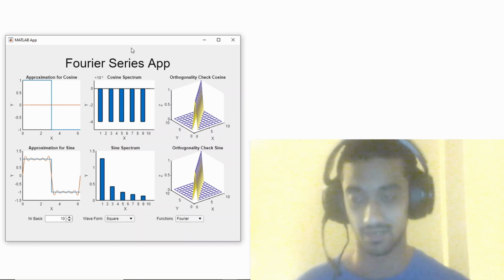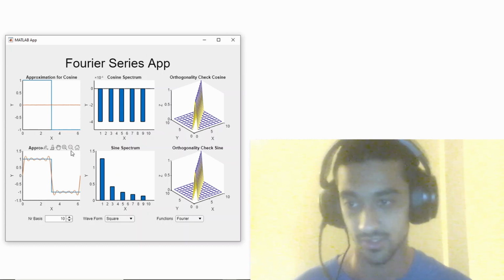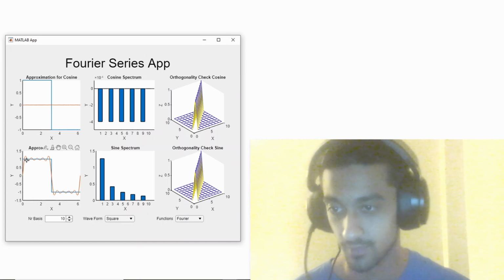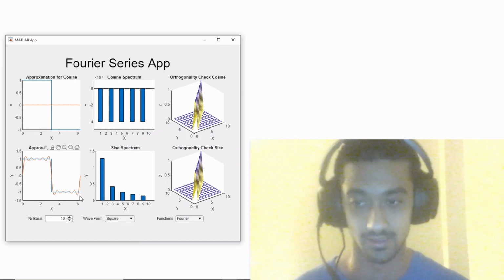The really valuable stuff happens in the sine function, because we can approximate using only the sine functions. And we do a really good job in being very close to the square wave all the way across, using just 10 bases.